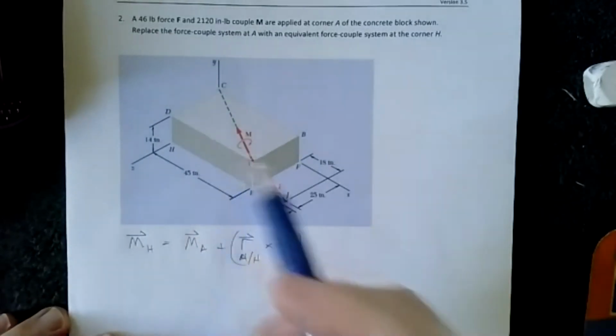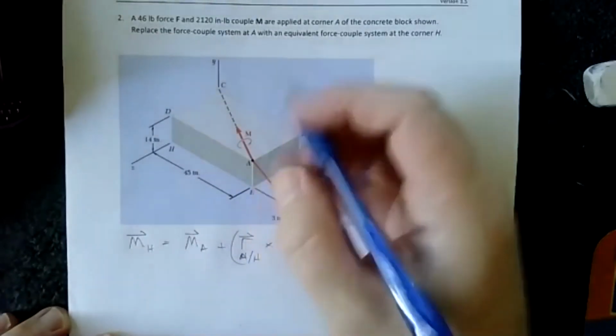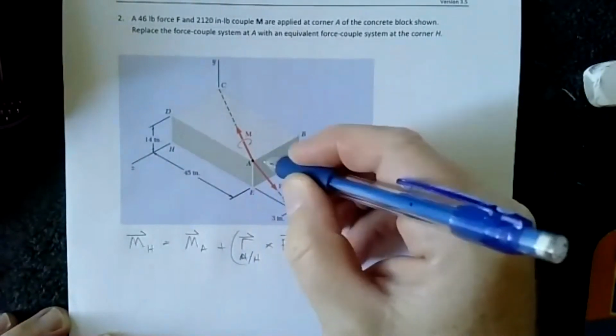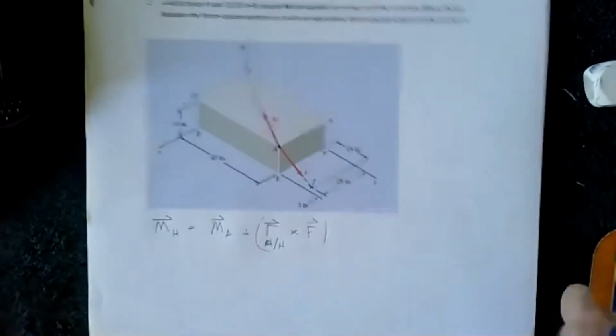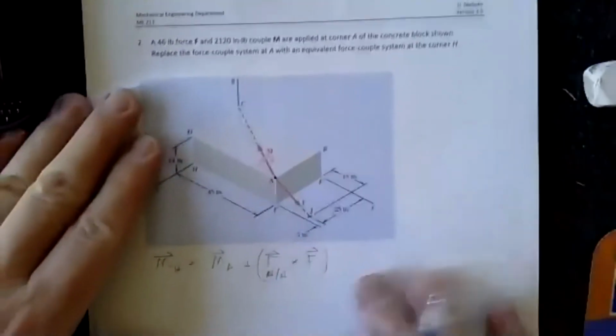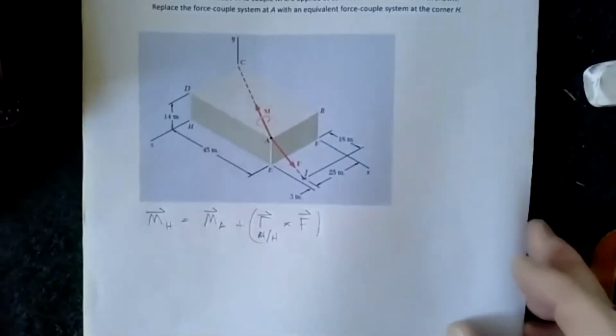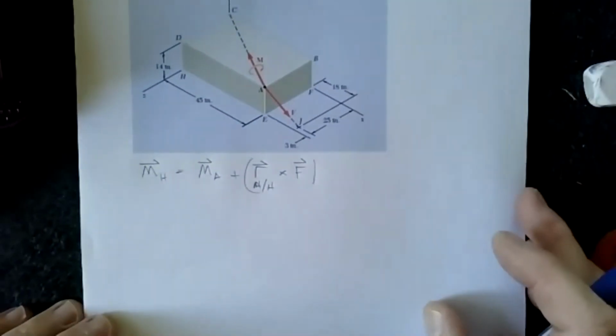You could figure out the moment first if you want to. But the first thing I'm going to do is figure out what this vector AJ is, because we need to determine the force to that. So let me go ahead and do that up a little bit.